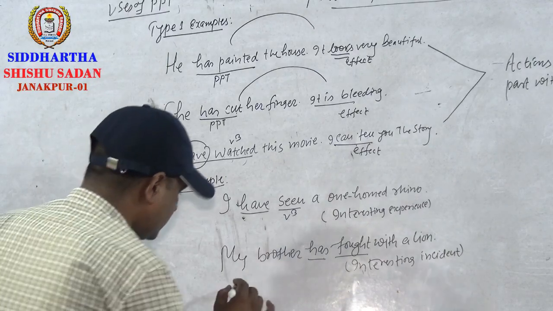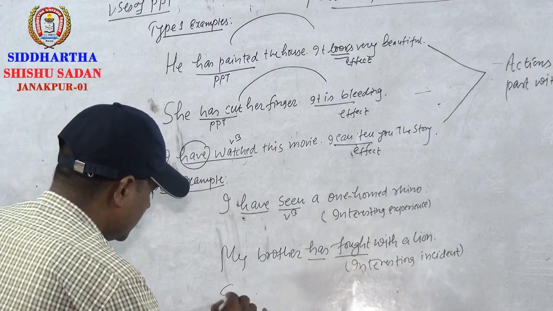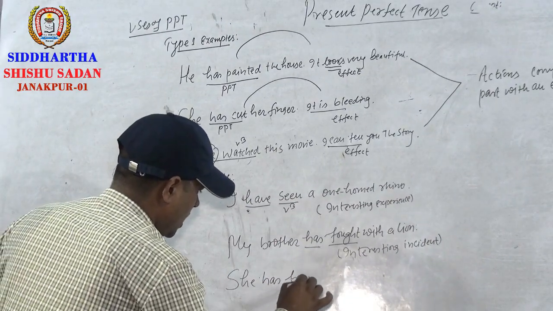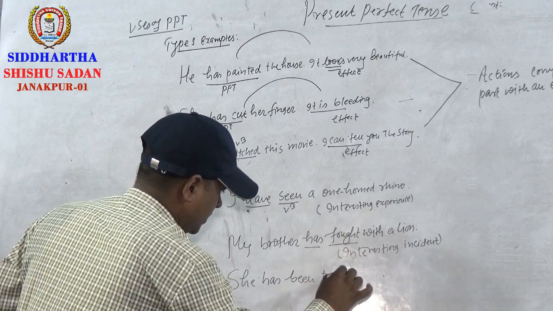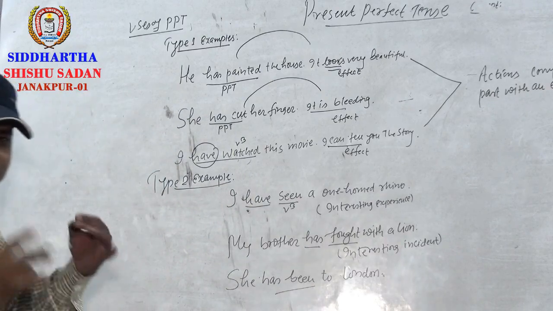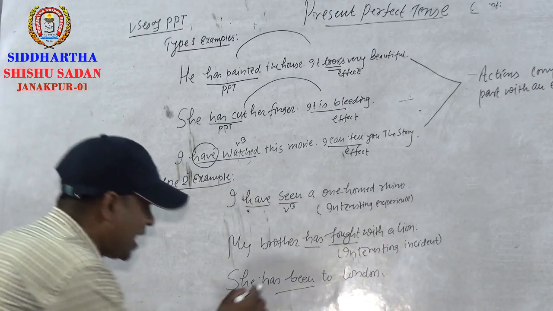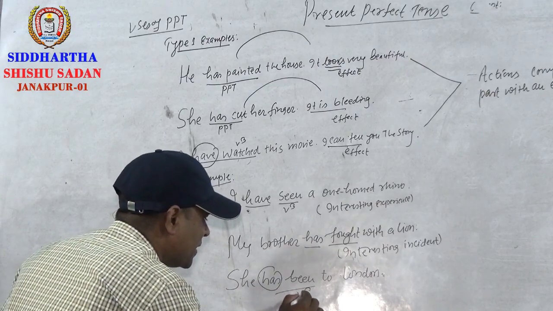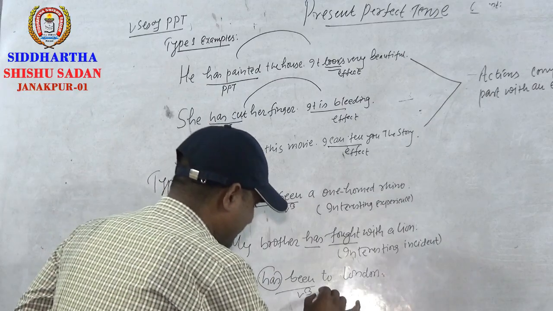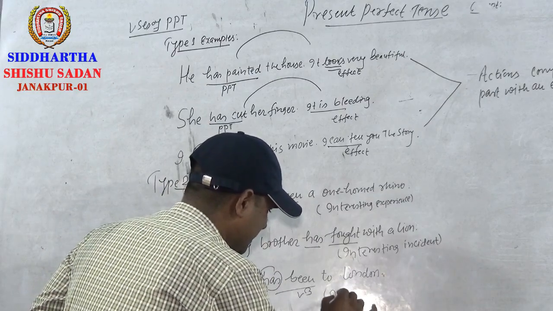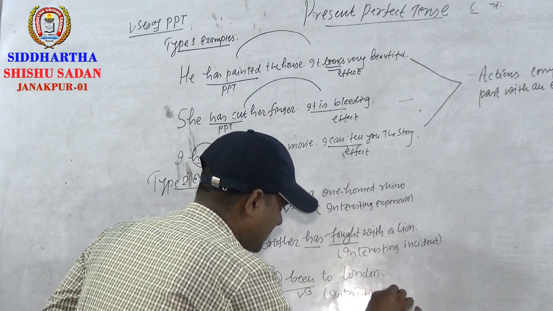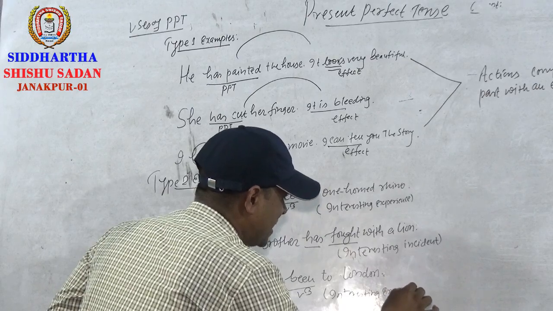Next here. She has been to London. See, which tense is there? Definitely, present perfect. Has plus V3. Why? Yes. The reason is interesting experience. Interesting experience. Ramailo anubhav.